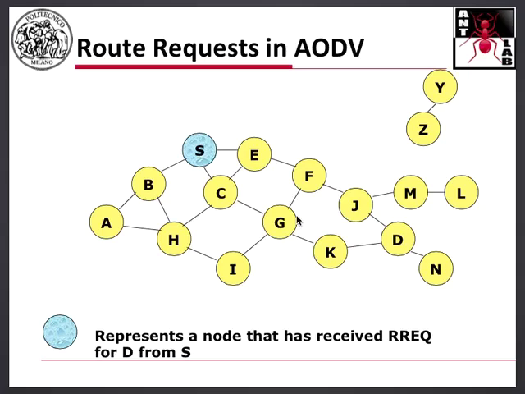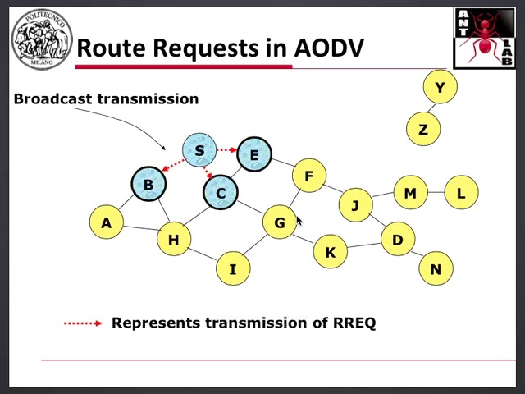So the first thing S does, since it does not know where D is, is to issue a route request message and broadcast it to its own one-hop neighbors. In this case, the route request message is received by B, C, and E.